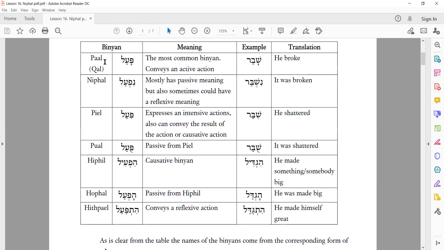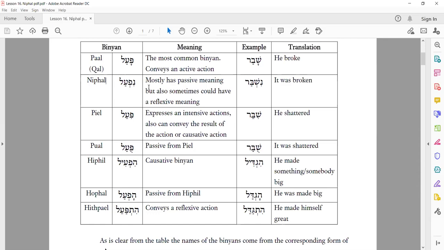And some of them, two of them, correspond to each other, like a couple. So Pa'al is the active binyan. And the couple of Pa'al is Niphal, because this is the passive binyan. So if Pa'al is an active action, and you want to say something in the passive voice, we need to use Niphal. Mostly it has a passive meaning, and sometimes it has a reflexive meaning, and we will speak about it a little bit later.